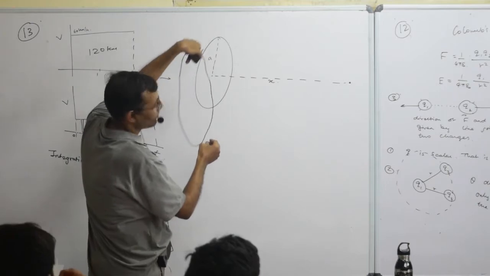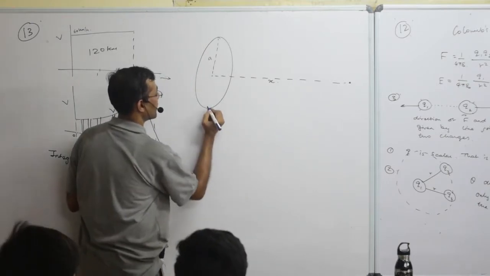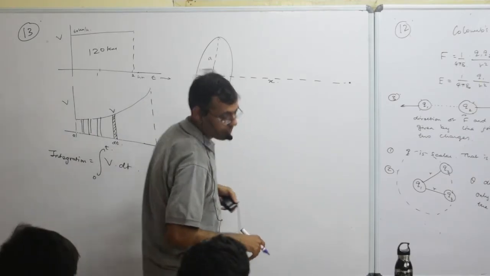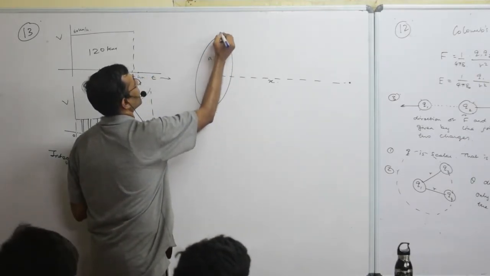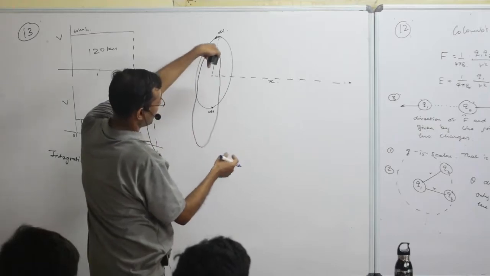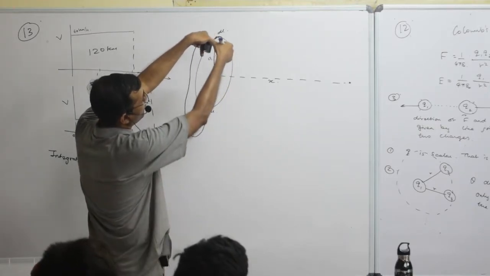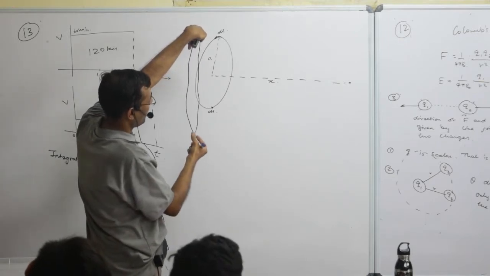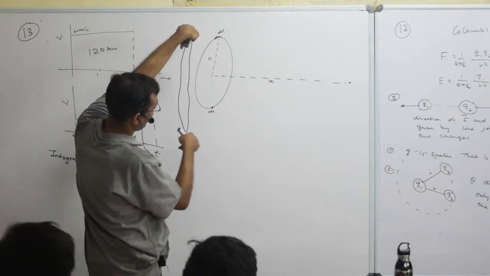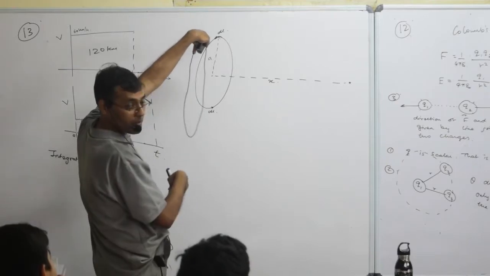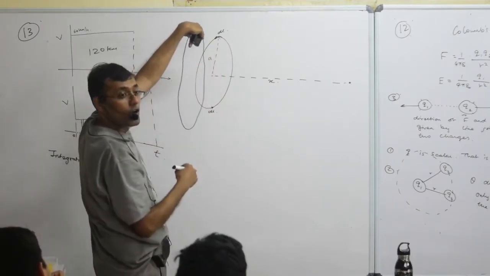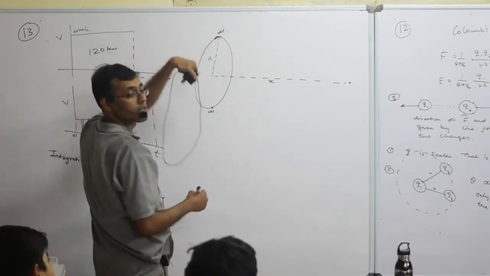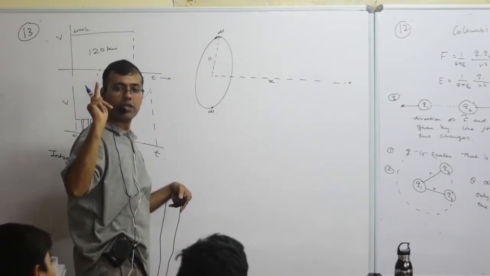Coming back to this, we are going to consider a small dl here and a small dl here. If I have a dl here, this is going into the paper and this is coming out of the paper because the current is flowing like this. This is dl and this is dl here. We are considering two small dls for now.